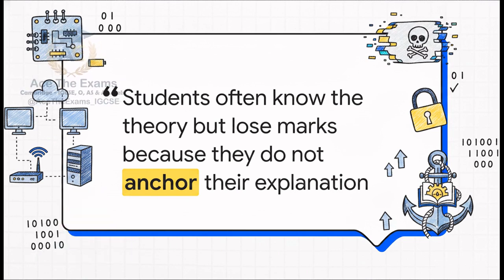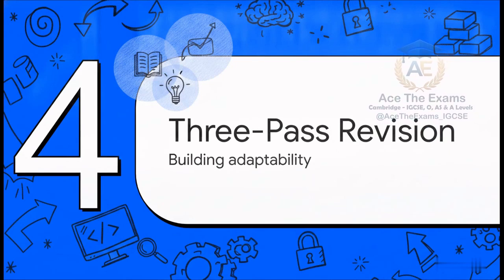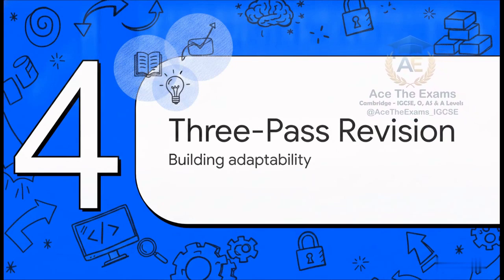Do not just do a generic brain dump of everything you've ever learned about binary addition onto the page. You've got to diagnose the demand correctly, anchor your knowledge to the specific details they gave you, and that is exactly how you secure those higher tier marks. Which brings us to Section 4, the 3-pass revision cycle.